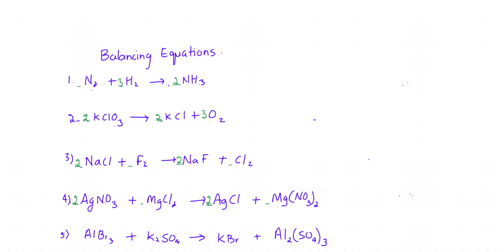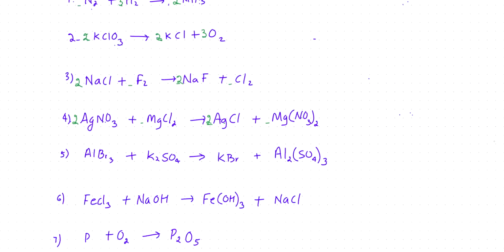Okay, next one. So we draw a little line to write any number. Okay, aluminum bromide plus potassium sulfate gives potassium bromide and aluminum sulfate. So one aluminum, here Al2, there are 2 aluminums. So this is a place to write, we write here 2. So 2 aluminum, 2 aluminum. How many bromine? 2 times 3, 6 bromine atoms. So here for bromine, we have to write here 6.